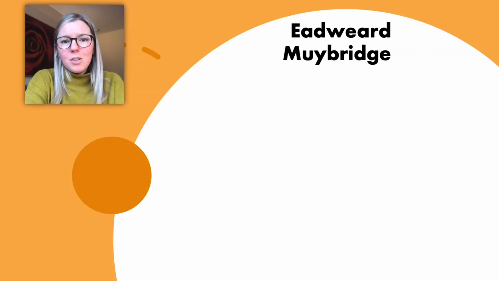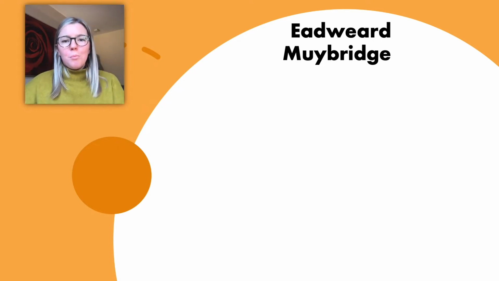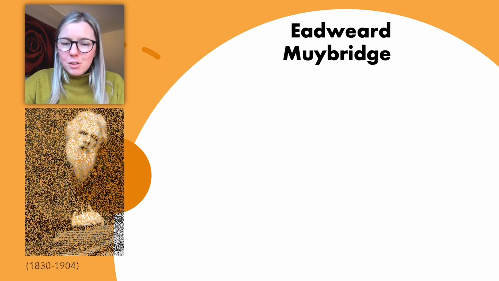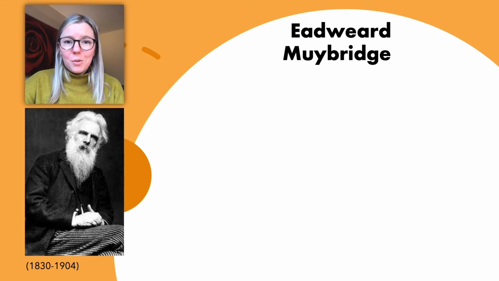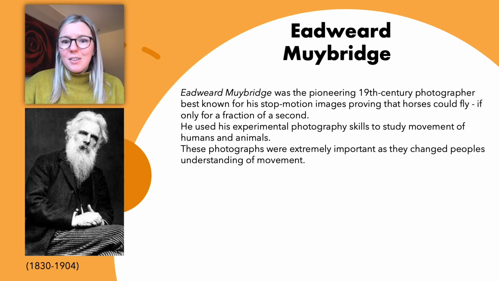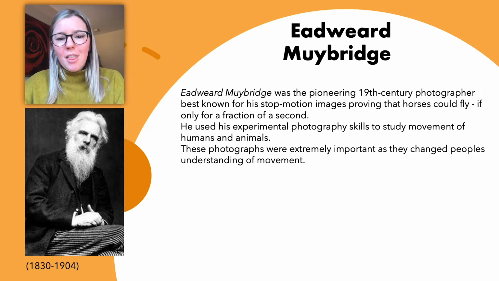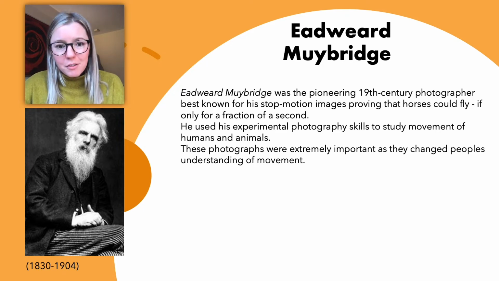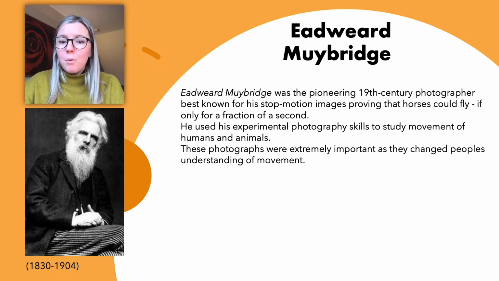So as we are going to be trying to capture movement in two-dimensional form, we need to consider what movement looks like when it's frozen in time. So I'm going to introduce to you now a photographer called Edward Muybridge. Edward Muybridge was the pioneering 19th century photographer, best known for his stop-motion images proving that horses could fly, if only for a fraction of a second. You'll watch a video about that on the next slide. I just want to talk to you a bit about his work first.